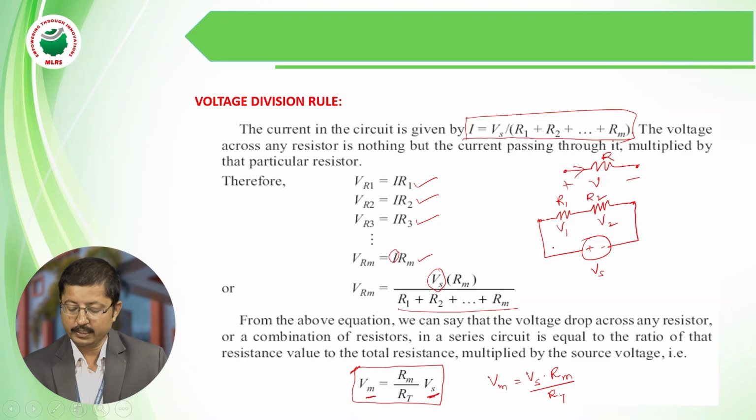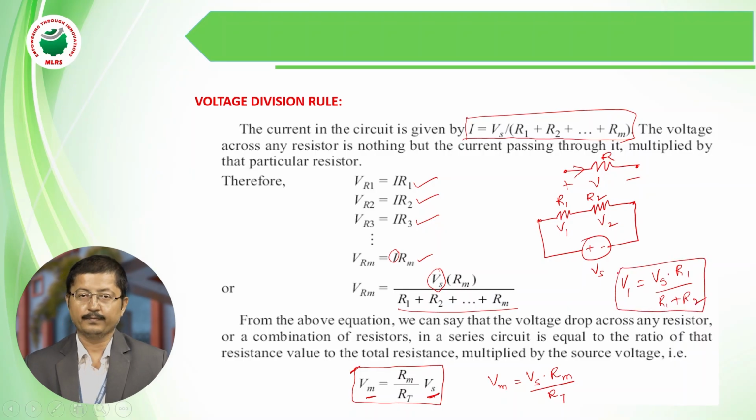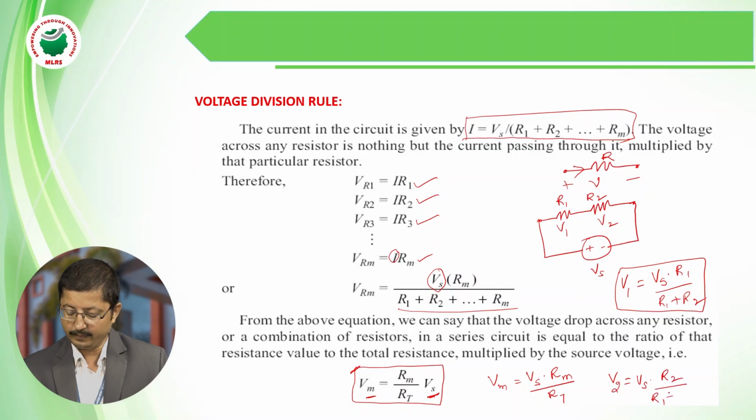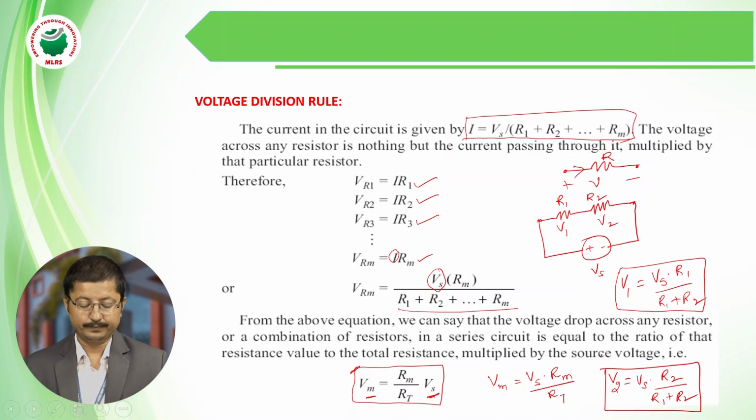According to the voltage division rule, the formula is: the voltage across the first branch, V1, is equal to the total voltage, that is the source voltage, into that resistance divided by the sum of the resistances. This is the voltage division rule. According to it, we can find the voltage across that branch. Similarly, the voltage at the second branch, V2, is equal to the total voltage into that branch resistance divided by the sum of the resistances. So this is about the voltage division rule.